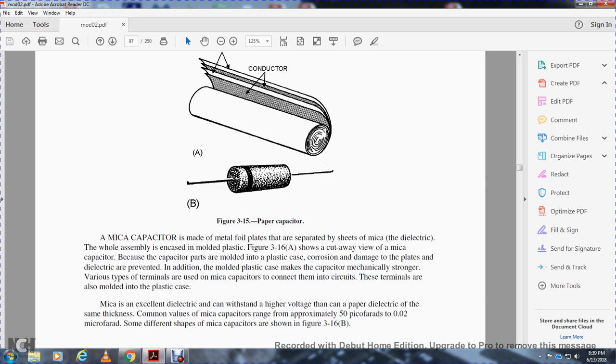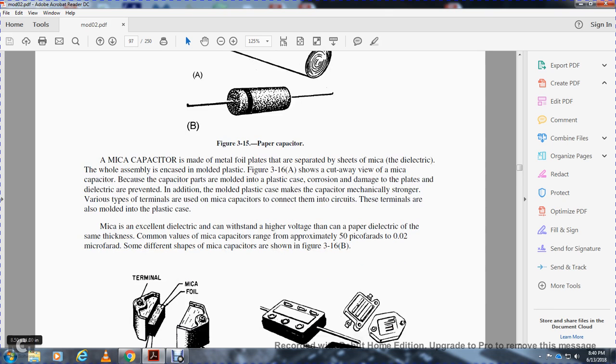The mica capacitor is made with metal foil separated by sheets of mica dielectric, and the whole assembly is included in molded plastic. Figure 316A shows the cutaway view of the mica capacitor. Because the capacitor is molded, the plates are protected from corrosion damage. The addition of the molded plastic case makes the capacitor mechanically strong. Various types of terminals are used to connect the mica capacitor into a circuit. These terminals are also molded in the plastic case.